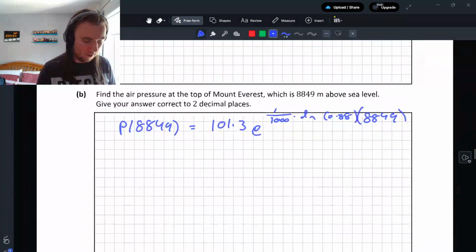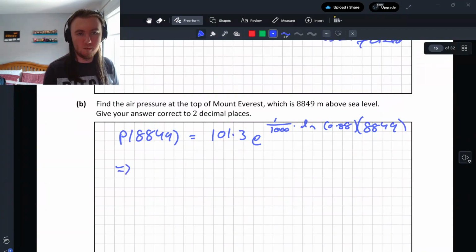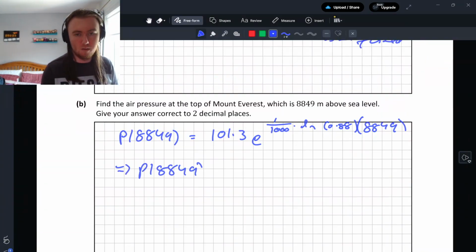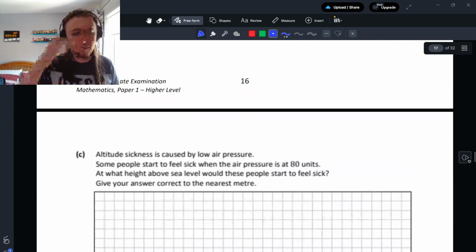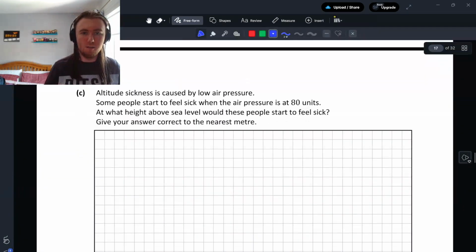Okay, just how's it a unit? So to 2 decimal places is 32.68 units to 2 decimal places. Perfect. Altitude sickness is caused by low air pressure.